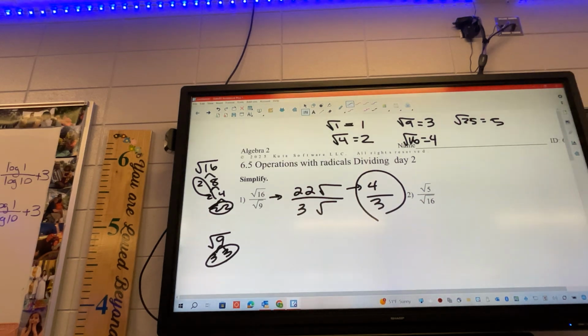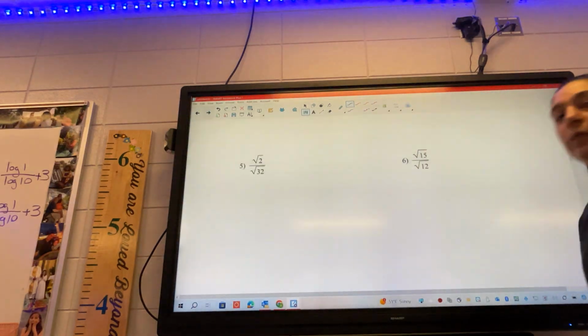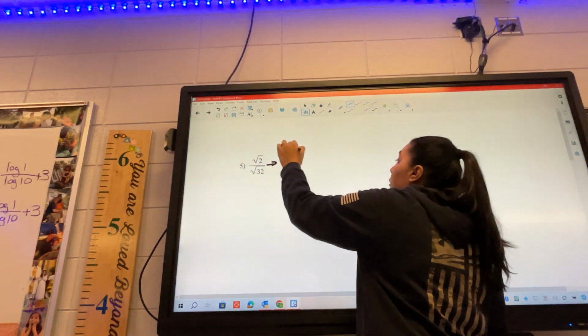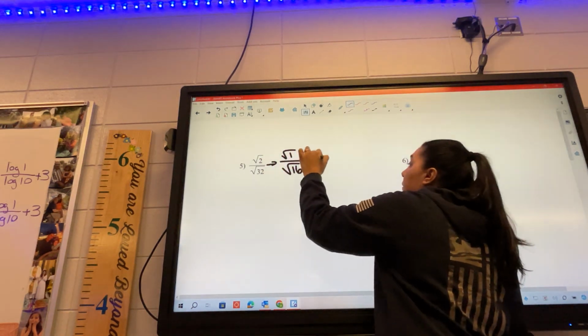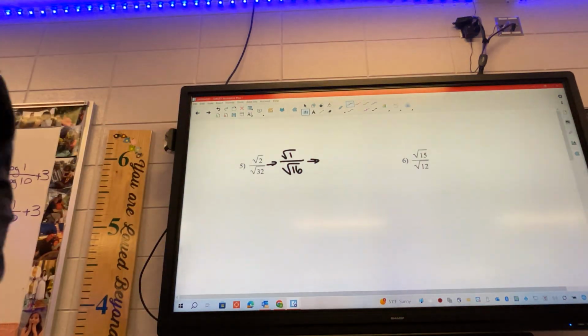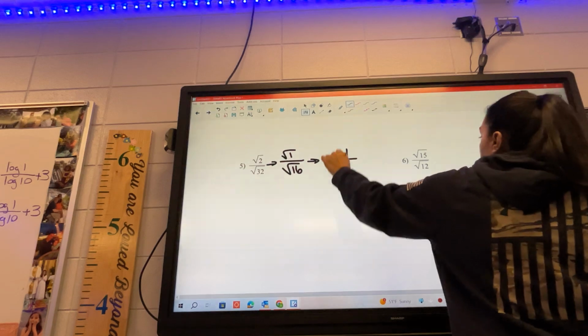Look at number 5. 2 over 32 becomes 1 over 16. So that becomes square root of 1 over square root of 16. What's the square root of 1? 1. What's the square root of 16? 4.